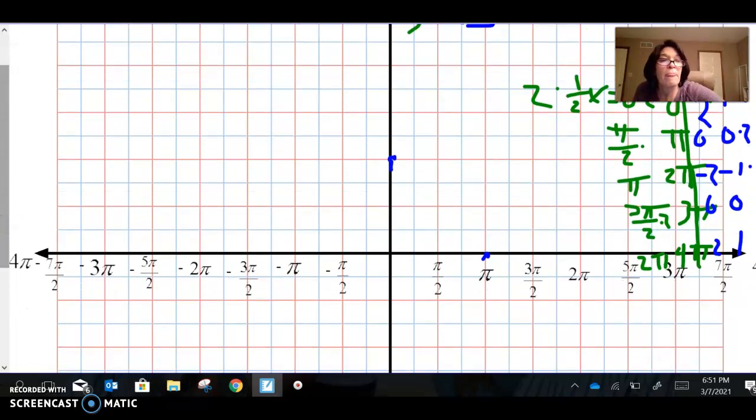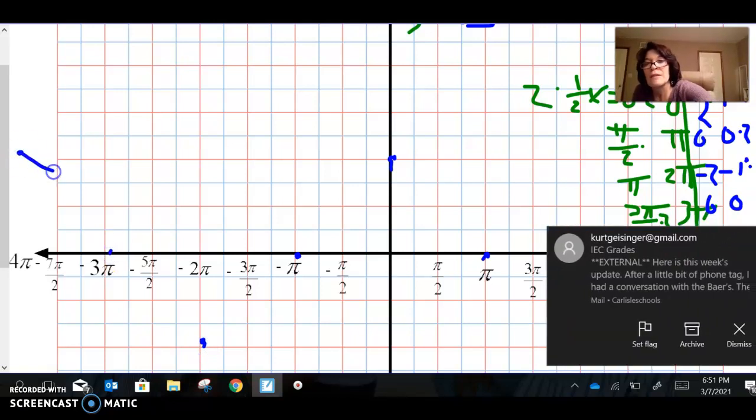2 pi gives me -2. 3 pi gives me 0. And 4 pi gives me 2. Try to get there, okay? And so I see the pattern. I'm going every pi and toggling between 0 and 2 and -2.